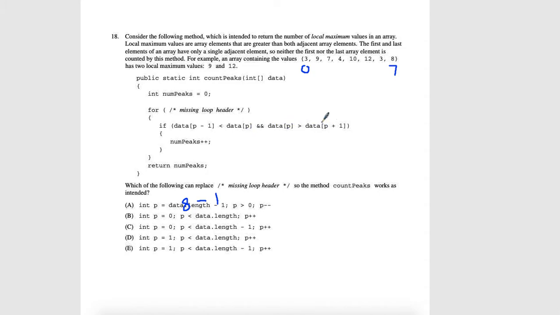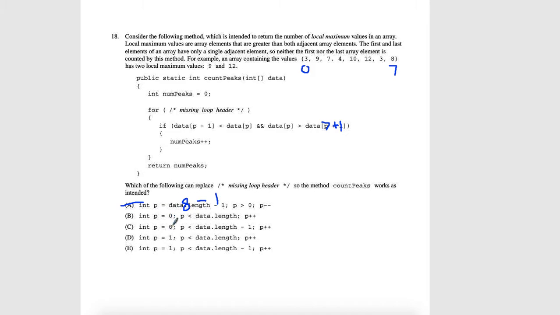But look what happens when P is 7. In this code in answer choice A, P gets to being equal to 7 plus 1, and 7 plus 1 is 8. So that is attempting to access the data in index position 8. That's not allowed. So that cannot be the answer choice.